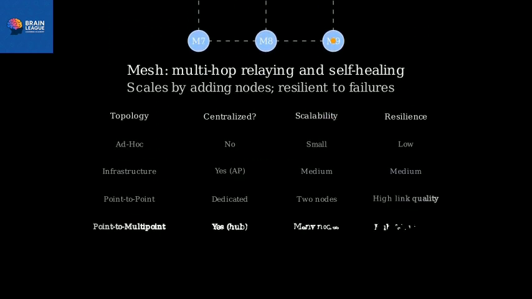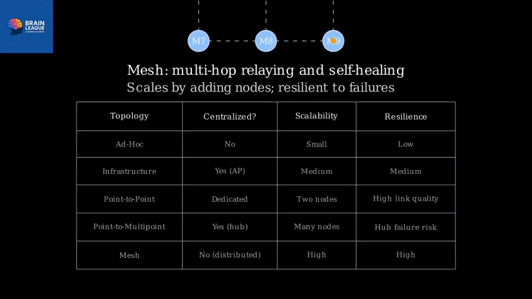Let's compare these topologies at a glance. Ad hoc has no central controller, scales to small groups, and has low resilience. Infrastructure is centralized, scales by adding access points with medium resilience. Point-to-point is a dedicated two-node link with high link quality.